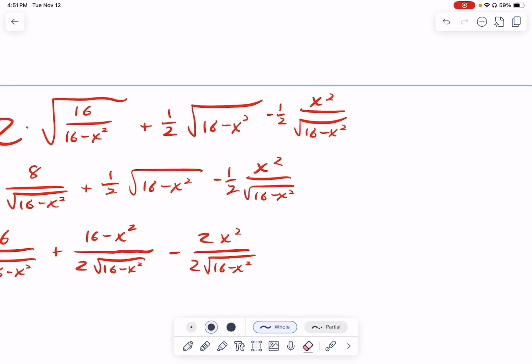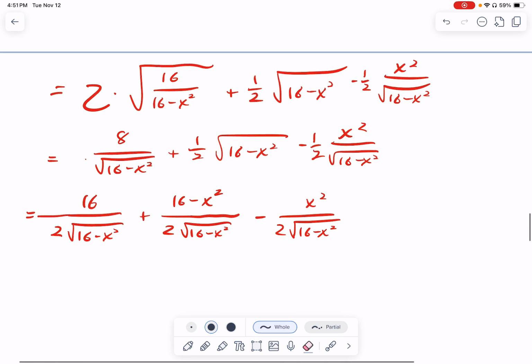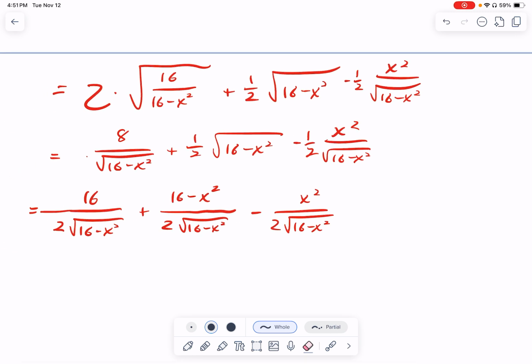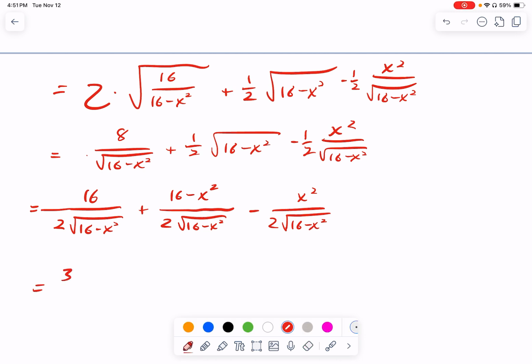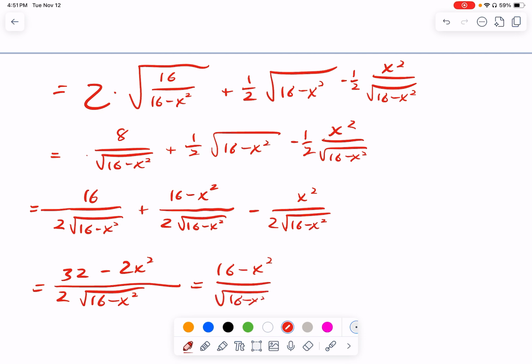And then there's no 2 there. We already have that 2 in the denominator. So when we combine all of our like terms, we get 32 minus 2x squared over 2 times 16 minus x squared. Dividing by 2, we have 16 minus x squared over square root of 16 minus x squared. And that simplifies to the square root of 16 minus x squared. So we got there.